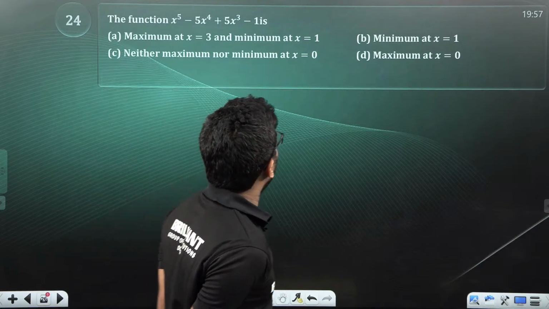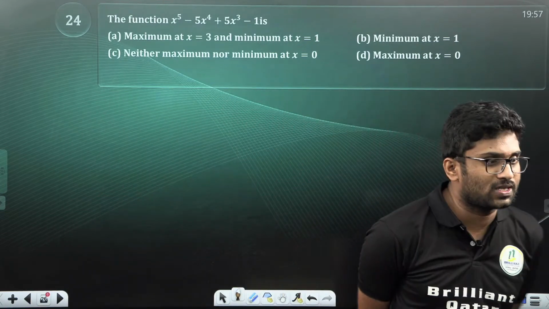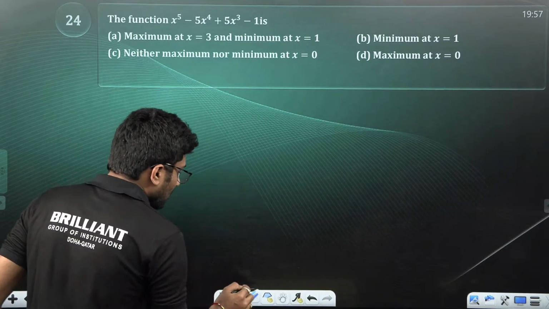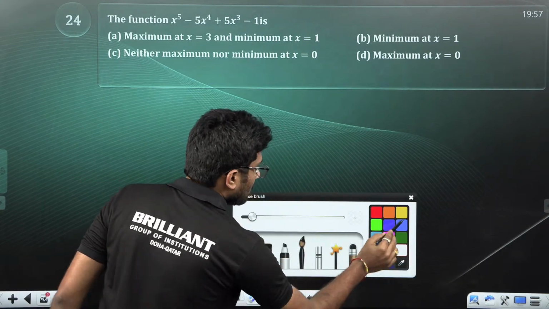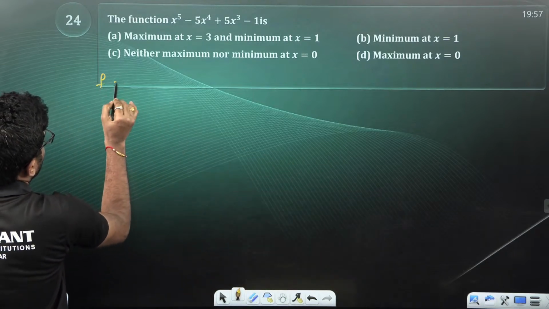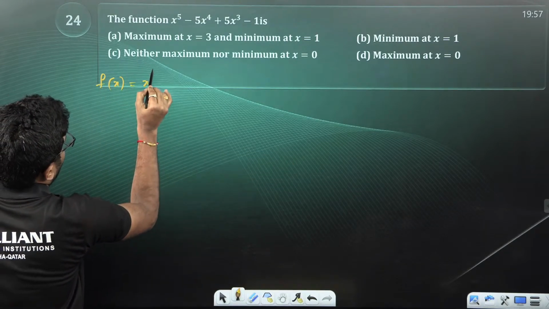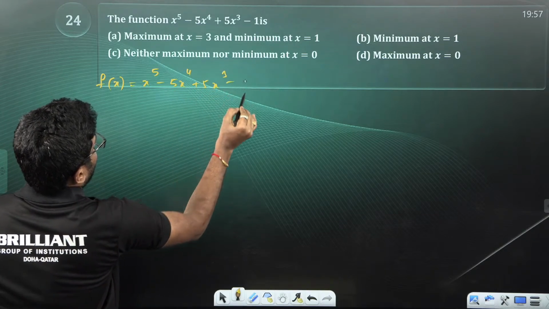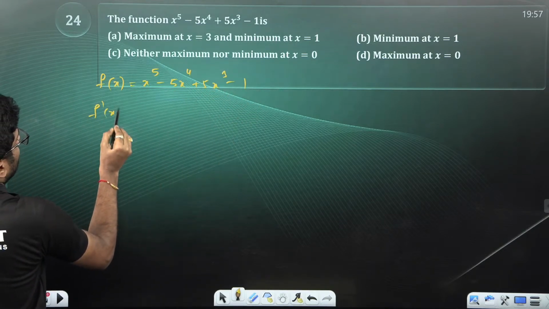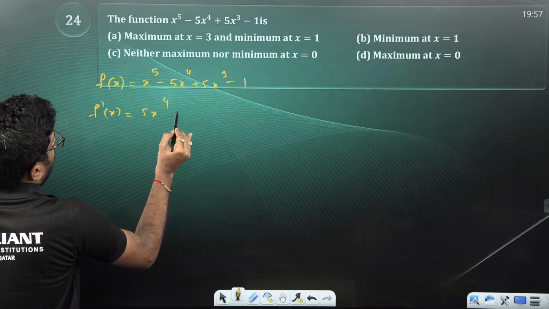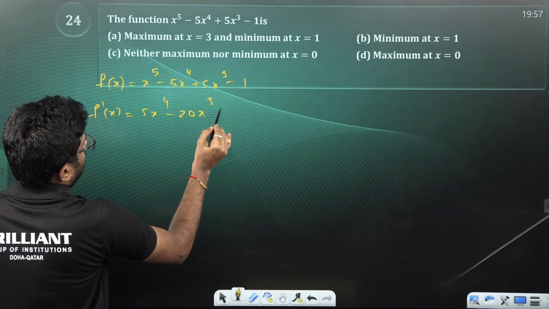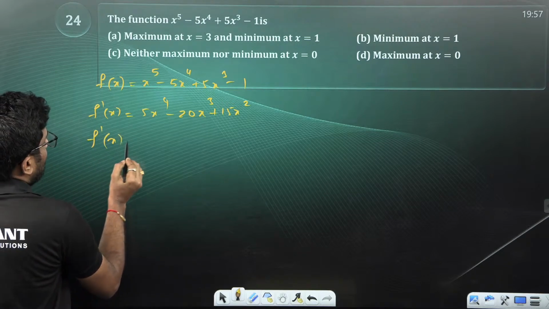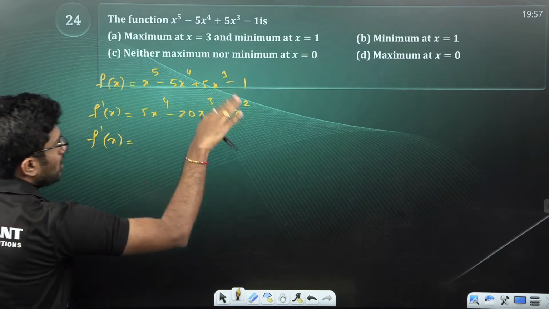The function x power 5 minus so and so is having. The process is so simple. What has to be the process, guys? Considering f of x as x power 5 minus 5x power 4 plus 5x cube minus 1, find f dash x: 5 into x power 4 minus 20 into x cube plus 5 3s are 15x square. Now for maxima or minima, we equate f dash x to 0. But before we do, we factorize.